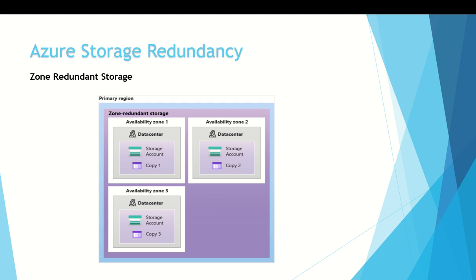For availability zone enabled regions, zone redundant storage replicates your Azure storage data asynchronously across 3 Azure availability zones in the primary region. So zone redundant storage offers durability for Azure storage data objects of at least 12 nines over a given year, that is 99.9999999999%. Previously it was 9 nines and this is 12 nines.